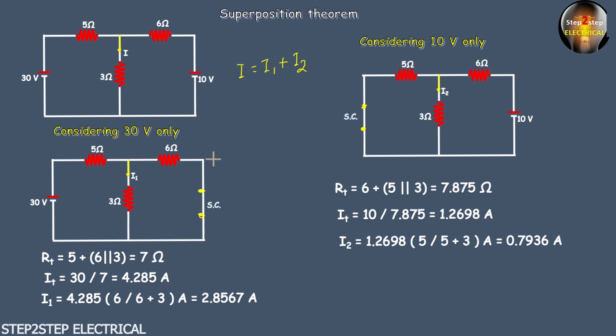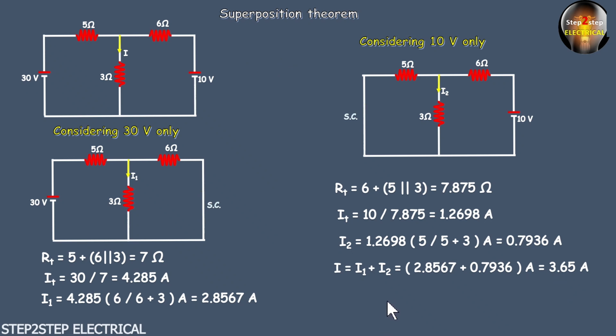So for this, we have to check here. The direction of the current I1 is from top to bottom. Similarly, the direction of the current I2 is also from top to bottom. Let's check the result: I1 is positive and I2 is also positive. That's why we have to add these two currents. So we will write I equals I1 plus I2, that is going to be 3.65 ampere. In this way, we have completed this superposition. I think you have understood this superposition theorem.